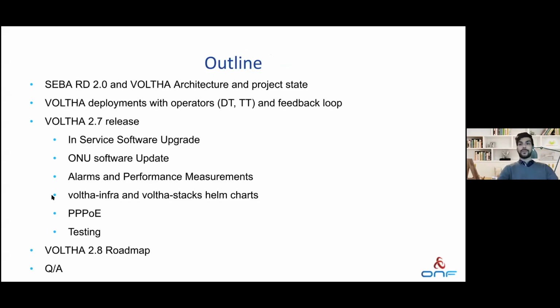So just an outline of the talk we're going to have today. We're just going to talk a little bit about the SIBA 2.0 and the VOLTHA architecture and the current project state. We're going to discuss a little bit on the operators deployments and feedback loop that we have with them. Then we're going to talk about specifics of the 2.7 release, in particular the service software upgrade, the ONU software upgrade, alarms and performance measurements, the charts for VOLTHA Infra and VOLTHA Stack, the PPPoE, and the testing that we have done. Finally, we'll talk about the VOLTHA 2.8 roadmap and some Q&A at the end, as I mentioned.